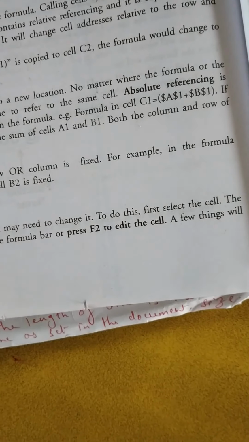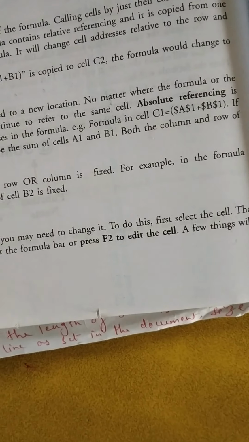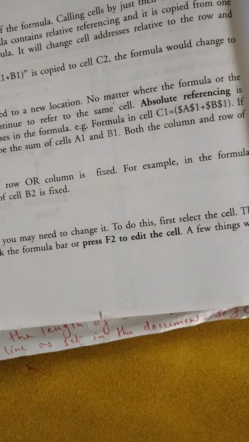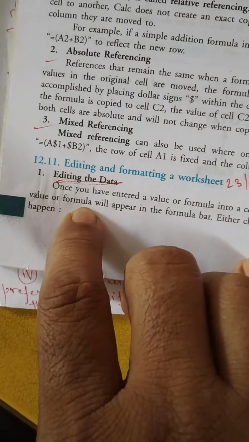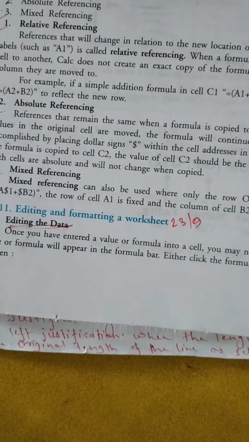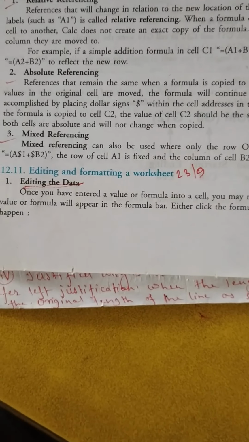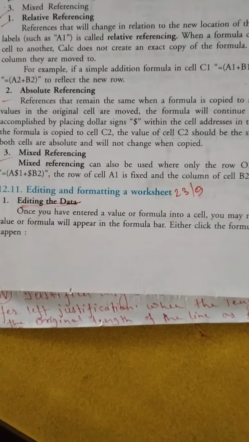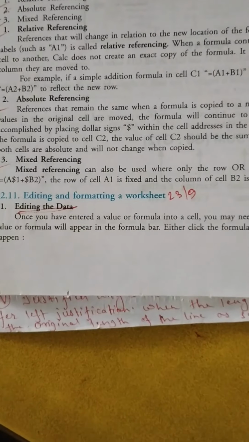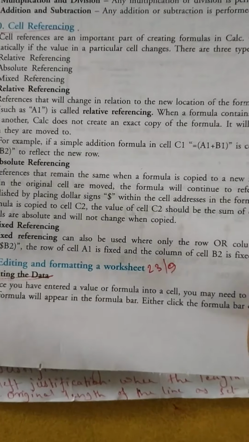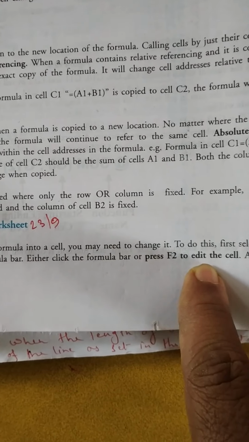सबसे पहले क्या करना है, जो सेल में हमने डाटा टाइप कर दिया है, whatever data I have inserted, suppose if I need to change, then what will I do? First of all, we have to select that cell where the data is kept. The value or the formula will appear in the formula bar. जो भी उस सेल में डाटा है, it will be reflected in the formula bar. Either go to the formula bar and change it over there, use backspace, change it and retype, or else double click on the same cell and change it with a backspace or by deleting it, whatever you feel like. So either click on the formula bar or press F2 to edit the cell.